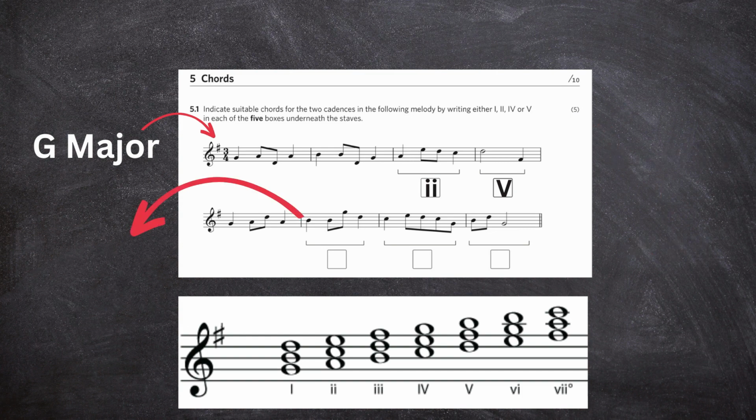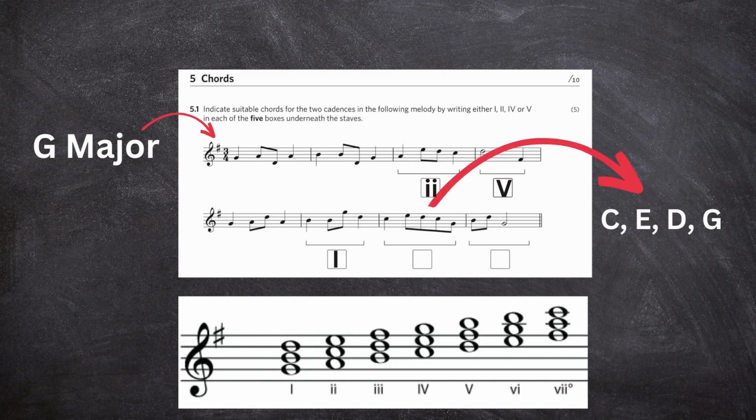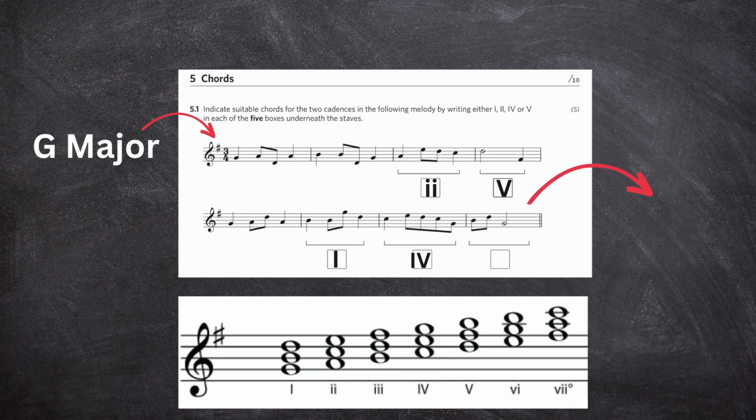On the next line, the notes are G, B, D in this measure, so the answer is chord 1. In the next measure, D is a passing tone. The basic chord tones are C, E, and G, so it is chord 4. In the last one, the basic notes here are G, B, D, so it is a tonic.